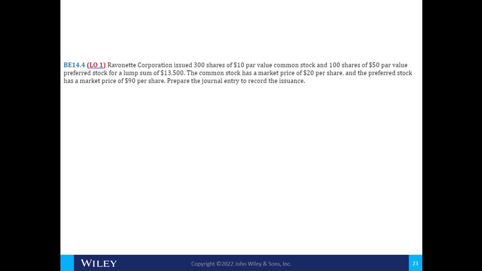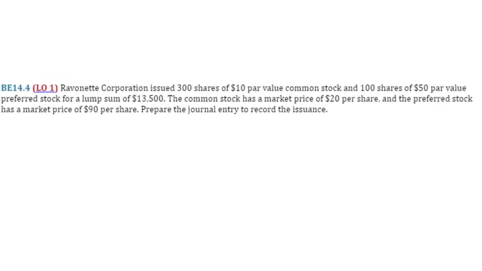stockholders' equity. In brief exercise 14.4, we have another corporation, Ravenette Corporation, and they issued shares of both common stock and of preferred stock. Now here's the catch. They didn't issue them separately. They issued them as a lump sum. And so what we need to do is determine how much of the lump sum goes into the common stock and how much goes into preferred stock.